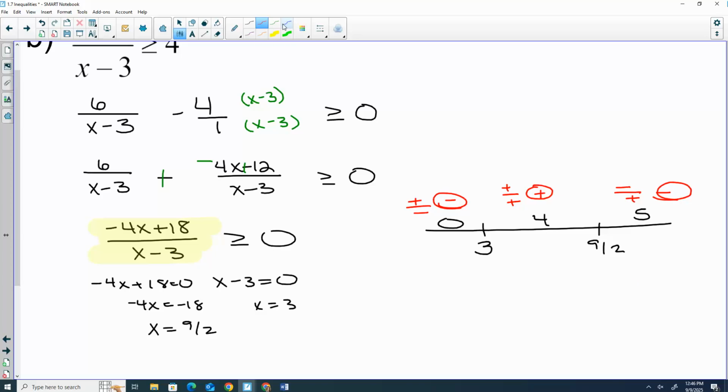Which answers did we want? Positive. Equal to means bracket. Can they both get a bracket? No. The denominator, which was my 3, always gets a parenthesis. But the numerator can get a bracket. So we get 3 comma 9 halves, and the 9 halves has a bracket.